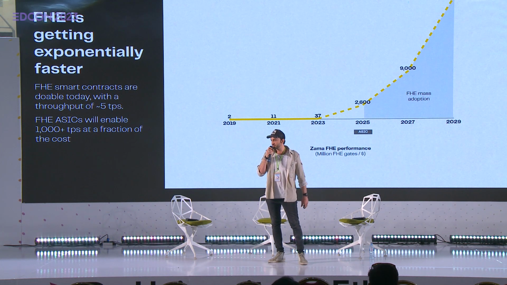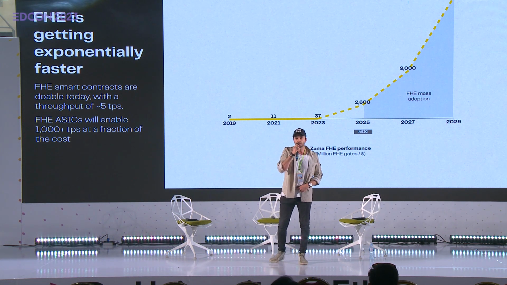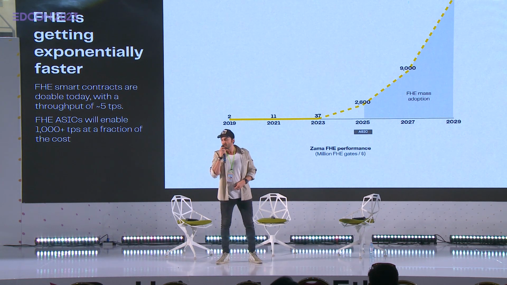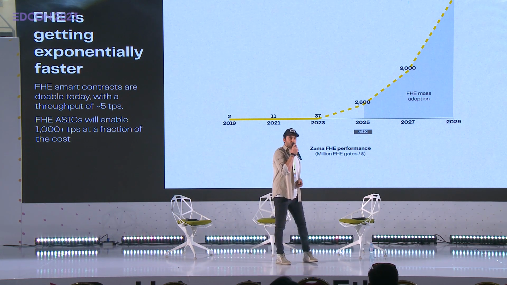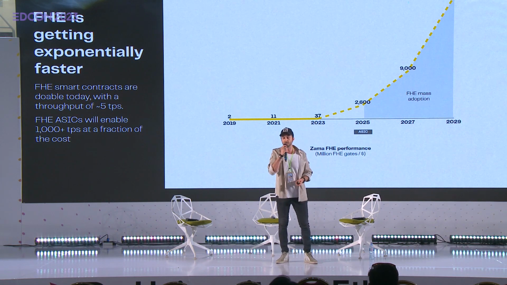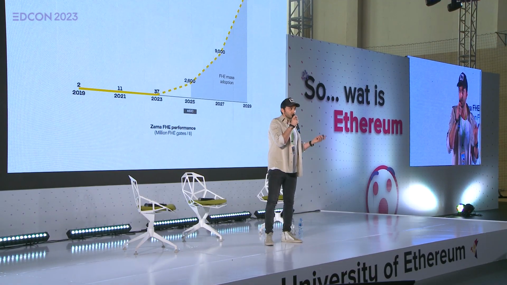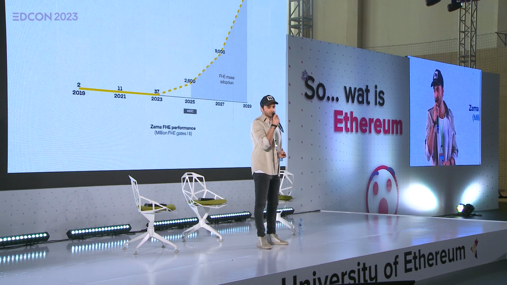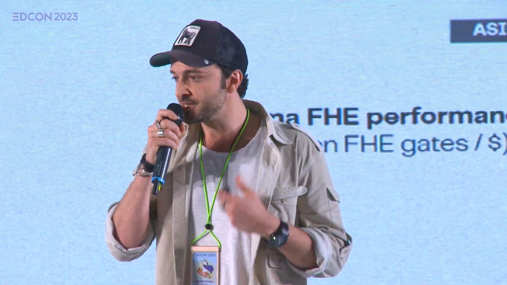The only thing that we're still missing today is speed. So even though we've made FHE 20 times faster in the last couple of years, we really need ASIC acceleration to make this go 1,000 times faster. So it works great today. You can do a few transactions per second, but if you want 1,000 TPS, you're going to need hardware acceleration, which is coming in 2025. So FHE is basically a done deal in a couple of years.